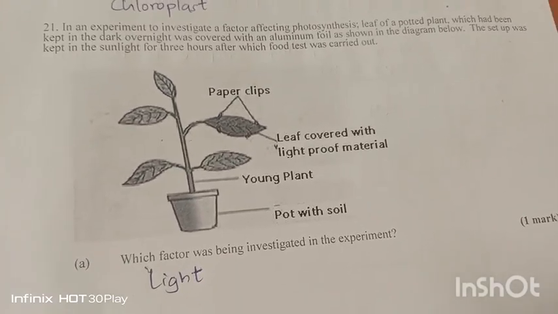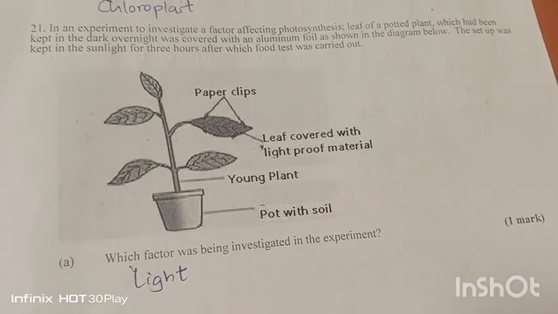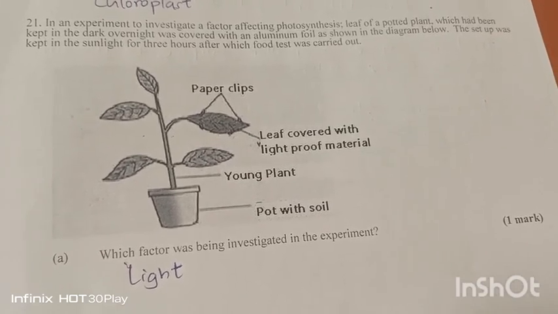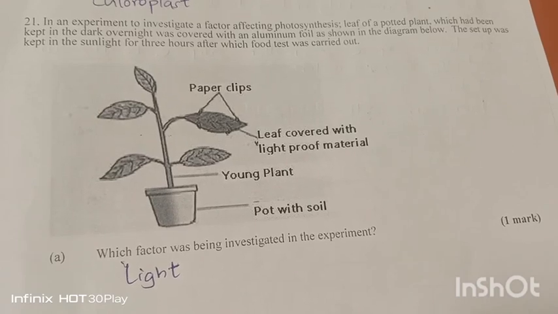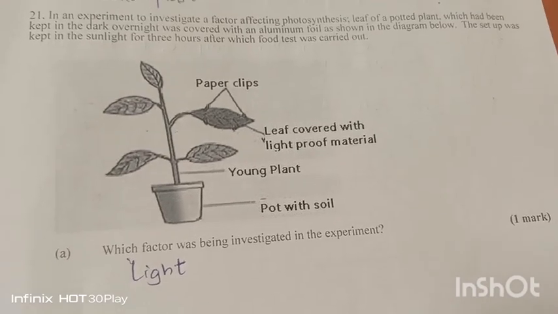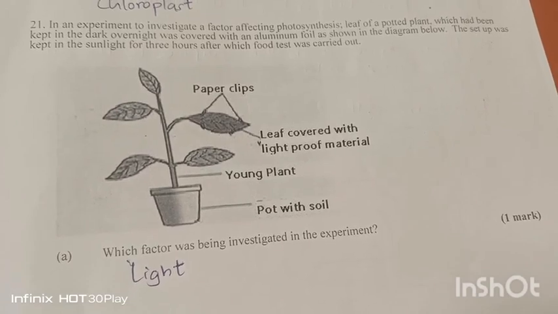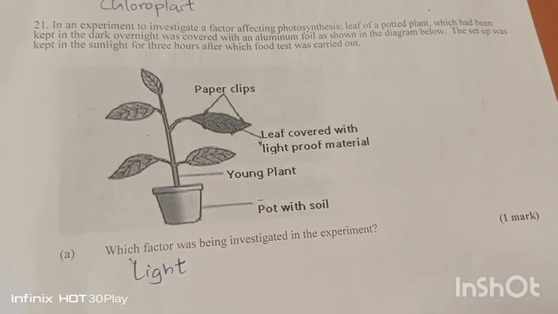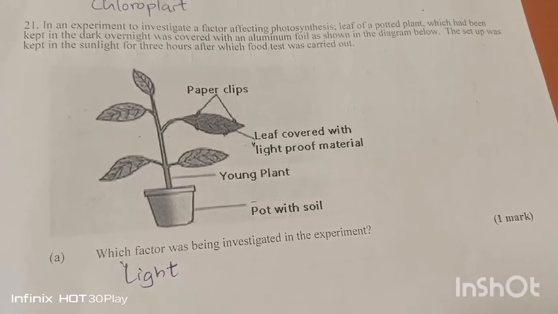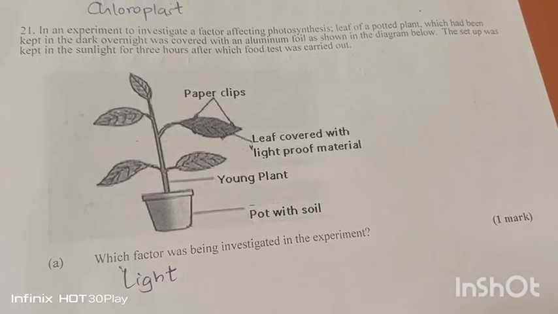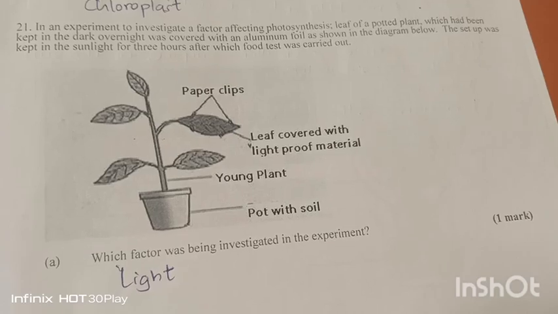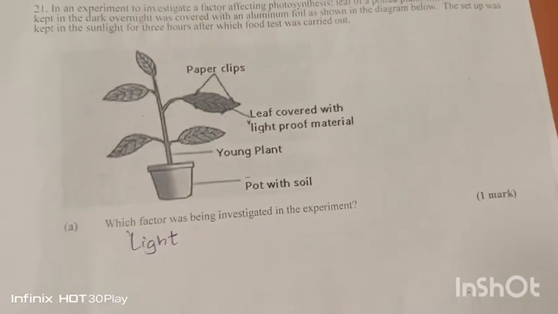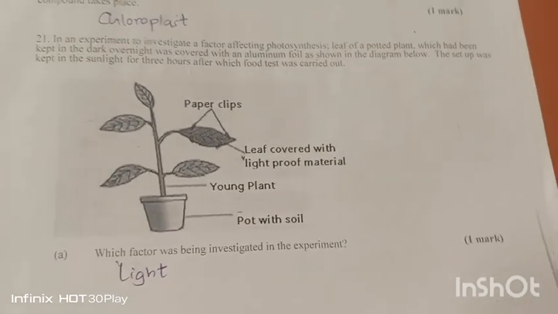In an experiment to investigate a factor affecting photosynthesis, a leaf of a potted plant that had been kept in the dark overnight was covered with aluminum foil as shown in the diagram. The setup was kept in the sunlight for 3 hours, after which a food test was carried out. Which factor was being investigated in the experiment? That is light, because you see that the leaf here is covered with a light-proof material. That means that you are testing whether light is required for photosynthesis to take place.